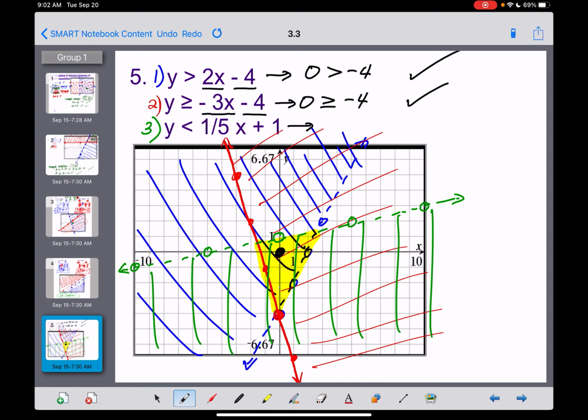And into the third statement, y is still 0. That should be less than 1/5 times 0, that's 0, plus 1 is 1. So is 0 less than 1? Yes, it is. So we picked a point in the triple shaded region, and that point satisfied all 3 of the original statements. So now I feel pretty confident about my answer.